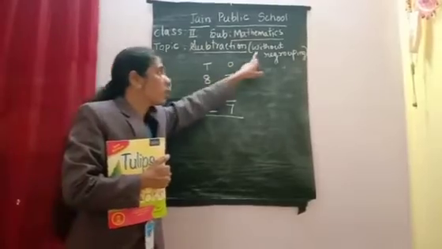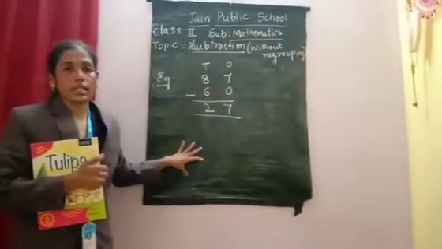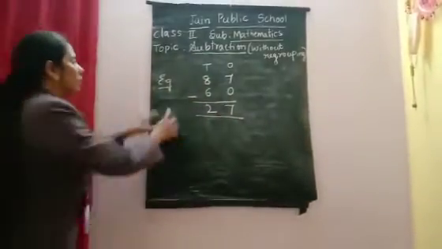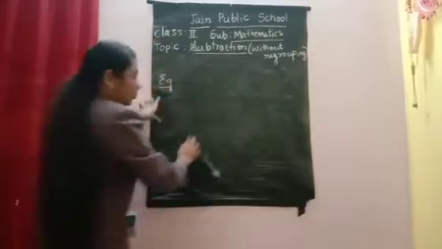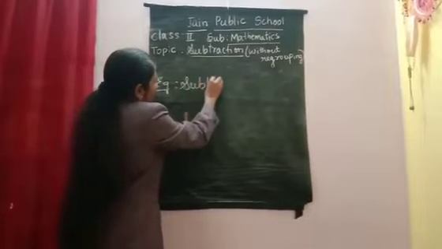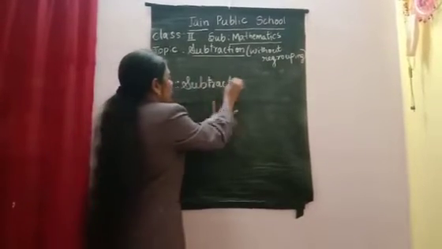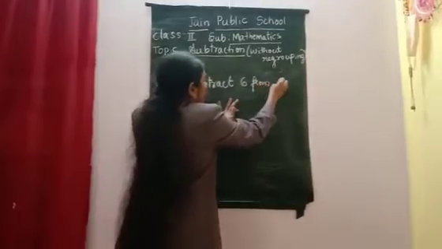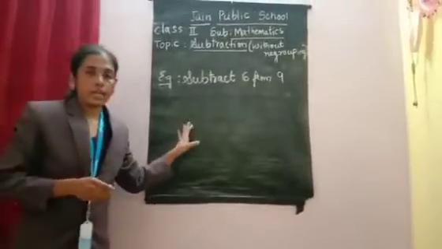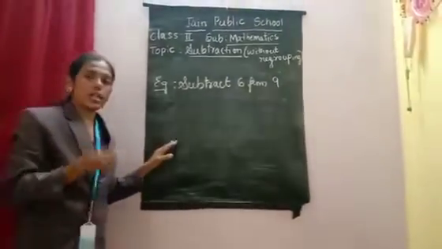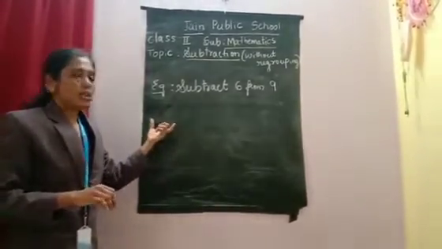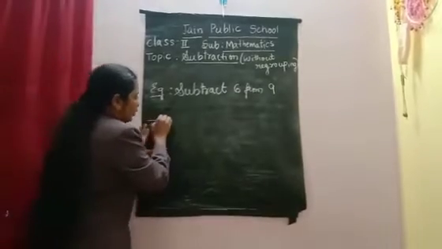Simple subtraction without regrouping using the number line concept. Let's take an example: subtract 6 from 9. Understood? Whenever you are doing the number line, you must put the number line. If it is there in your textbook, there is no need to draw the number line again. If it is not there, you have to put the number line. So I'll put the number line here.